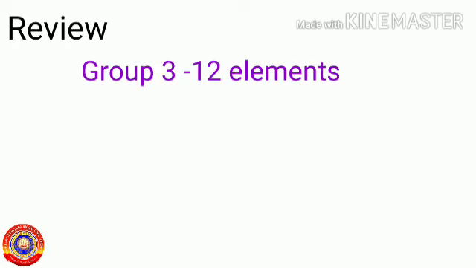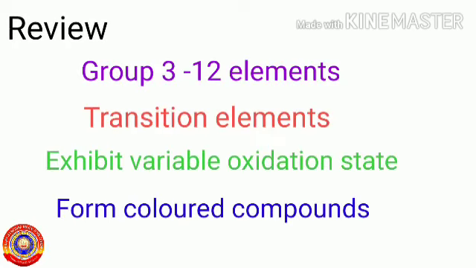So students, let's review what we learned today. Group 3 to 12 elements are called d block elements and they are known as transition elements. They exhibit variable oxidation state and also they form colored compounds.